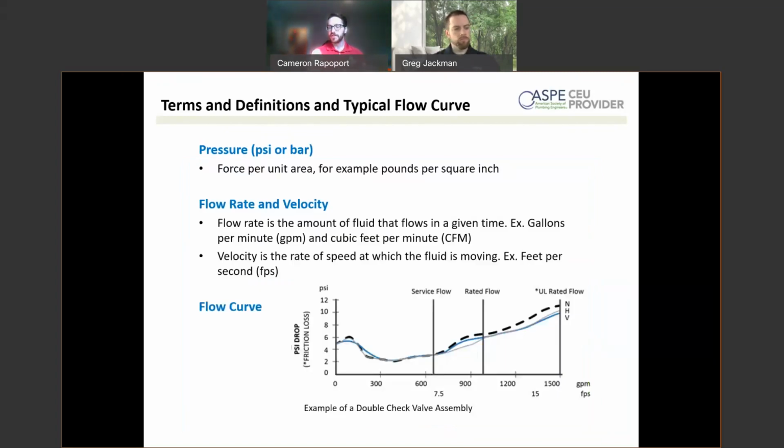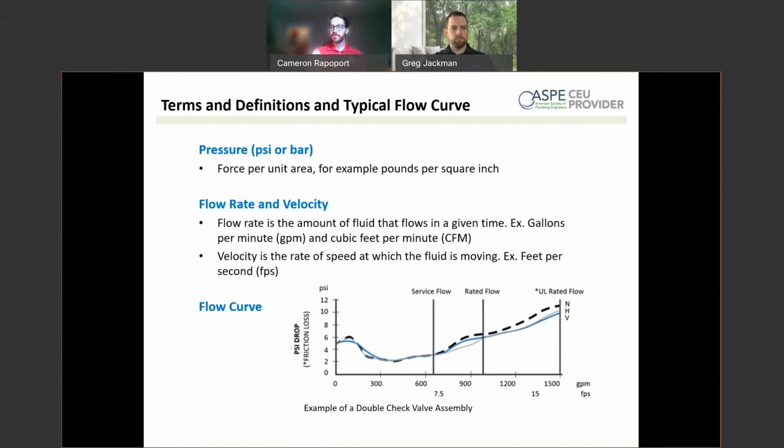So, last couple of things in our terms and definitions. Pressure, you guys are engineers, you probably don't need any explanation on that. I'm going to talk about both flow rate and flow velocity. Rate is in gallons per minute, also commonly in cubic feet per minute, especially when you're talking about water meters. And then velocity is the speed at which the fluid is moving.